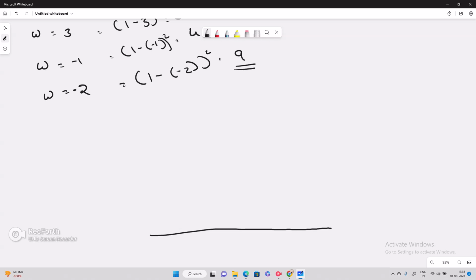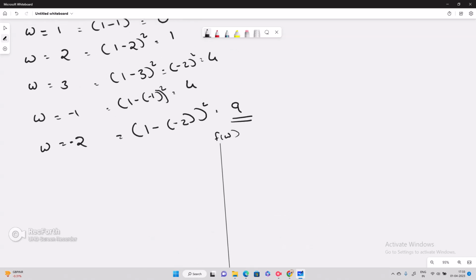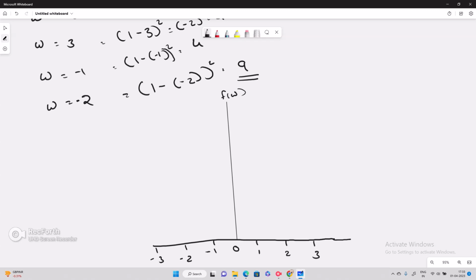Okay, here there is a line, and this line has to be... okay. Here this is W. Here we have 0. Here we have 1, 2, 3, minus 1, minus 2, minus 3, and this is f of W.